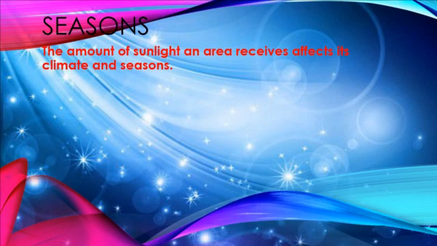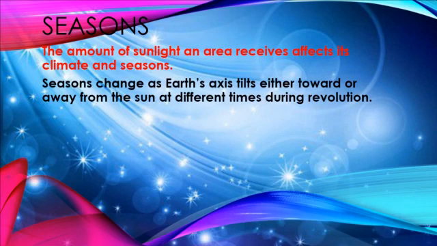Okay, let's see about the details of the seasons, how it occurs. The amount of sunlight an area receives affects its climate and seasons. Seasons change as Earth's axis tilts either toward or away from the sun at different times during revolution.